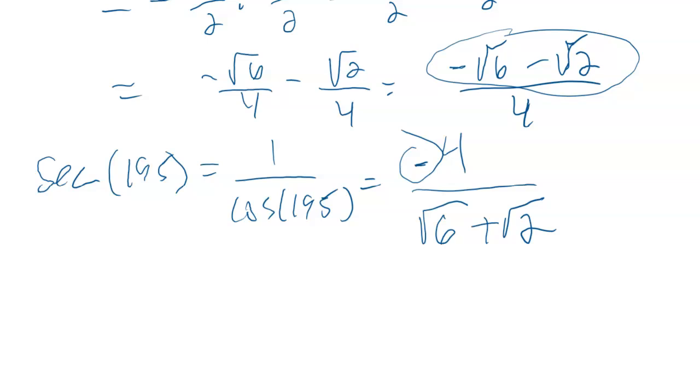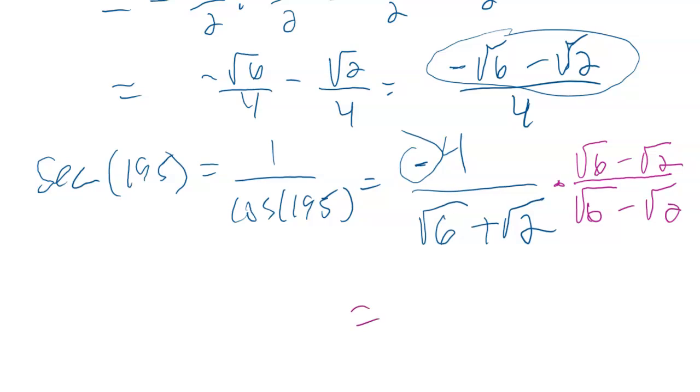And unfortunately, this isn't the answer in the textbook. The answer in the textbook is the square root of 2 minus the square root of 6. But we'll get there. So what do we have to do? Well, the answer in the textbook is rationalized, so we're going to multiply by the conjugate. So we get radical 6 minus radical 2 over radical 6 minus radical 2.